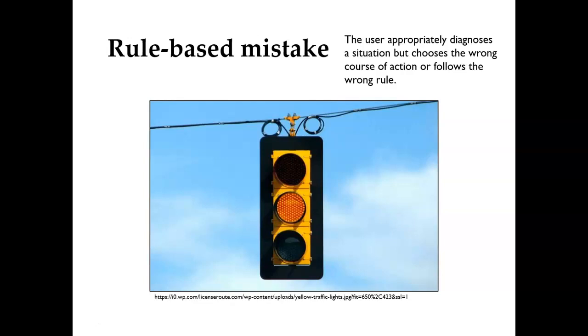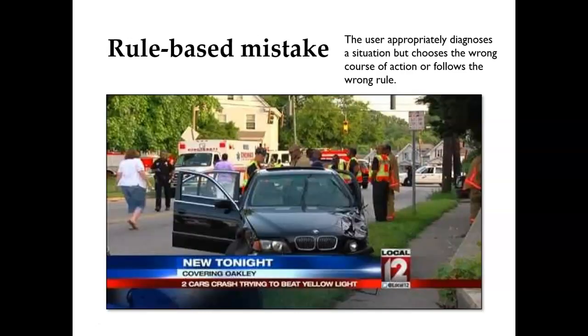Well, two possibilities. One, you're fairly close, just hit the gas, go through to make sure nobody rear-ends you. Two, you're far enough away, just push the brakes, make sure you don't go through and start to run the red light. But sometimes you diagnose the situation correctly, and you can still choose the wrong thing to do and end up kind of like this.